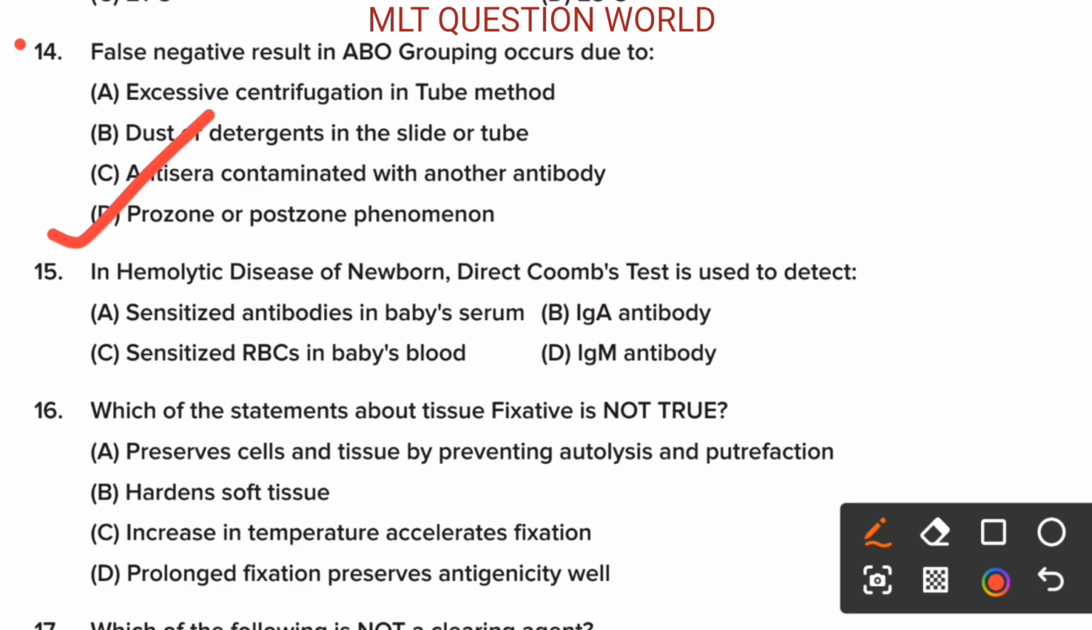Next one. In hemolytic disease of newborn, direct Coombs test is used to detect sensitized antibodies in baby's serum, IgA antibody, sensitized RBCs in baby's blood or IgM antibody. The right answer is option C, sensitized RBCs in baby's blood.